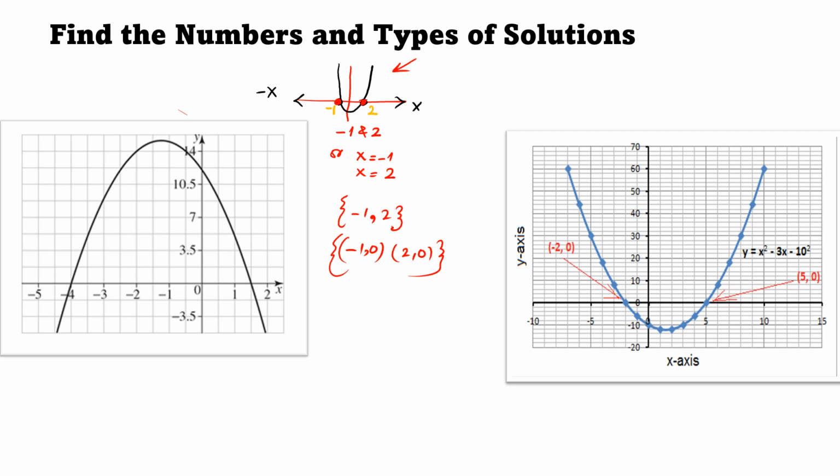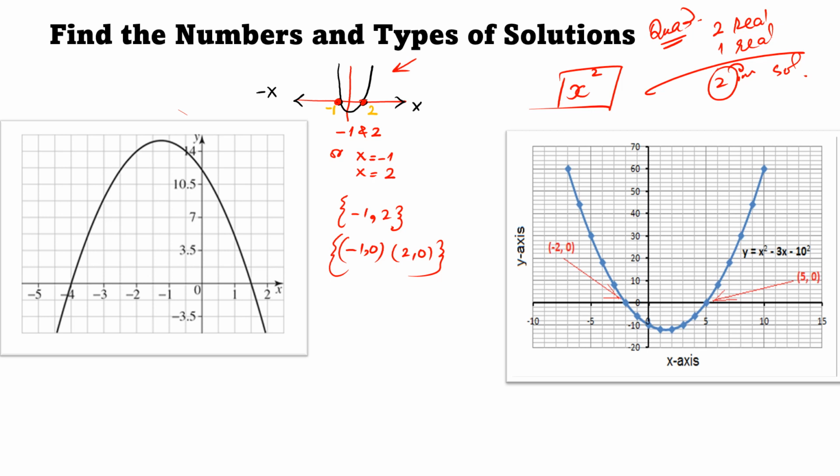Now quadratic equations always have either 2 real solutions, or 1 real solution, or 2 imaginary solutions. But mostly it has 2 solutions. 1 real, 1 imaginary is also possible. But it has 2 solutions. Why? Because x has a power 2.